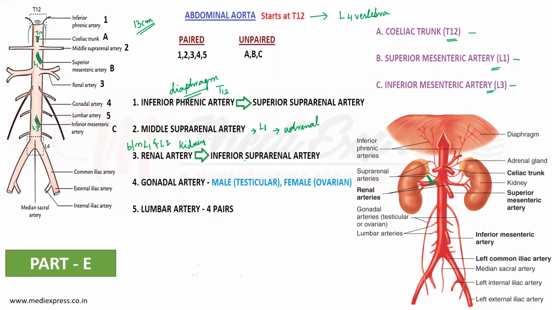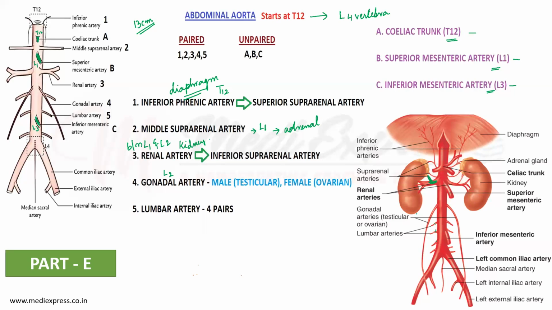Okay. Now, next one is the gonadal artery. When we talk about the gonadal artery, you need to remember it arises at the level of L2. In males, we have a testicular artery, and in females, we refer to it as the ovarian artery. Apart from this, we have lumbar arteries, four in number. You can see 1, 2, they are four pairs, 1, 2, 3, and 4.